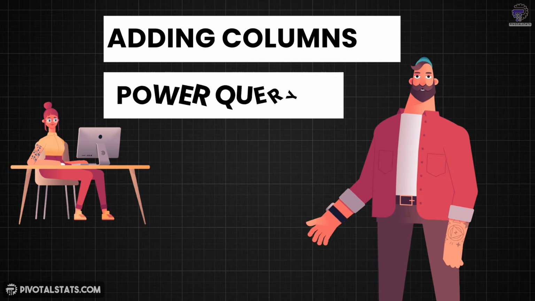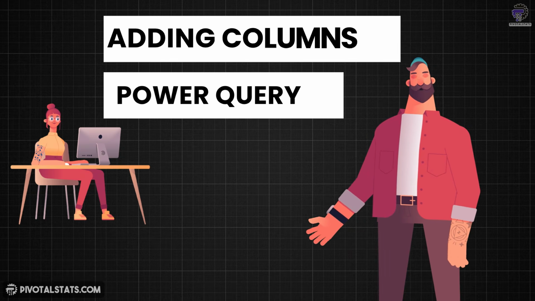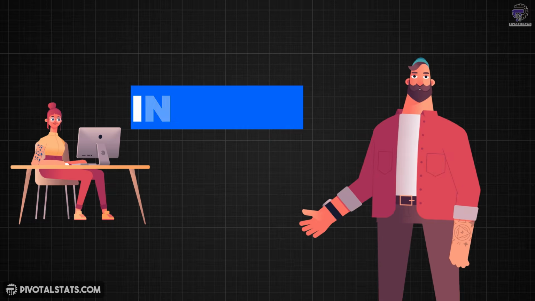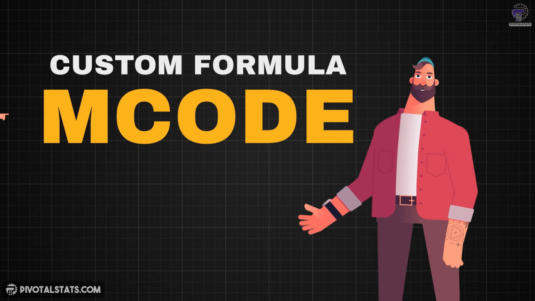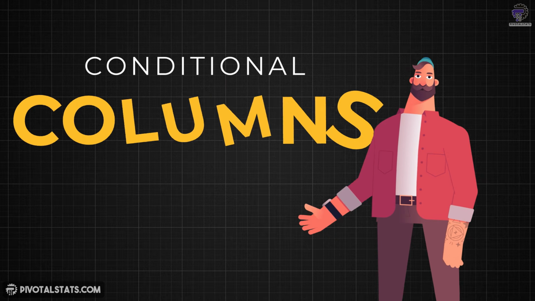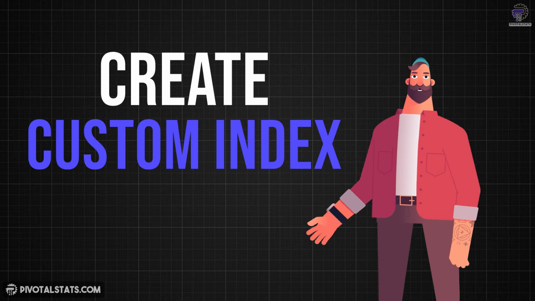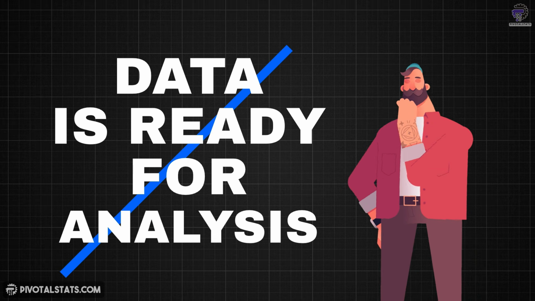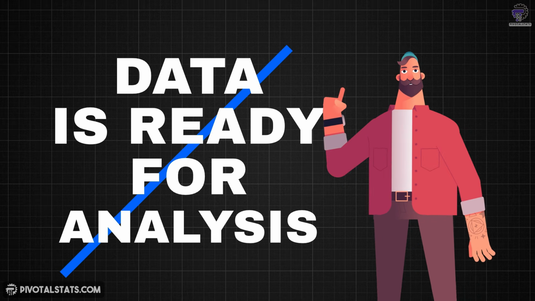In Power Query, creating new columns isn't just about adding data. It's about adding intelligence. In this module, you will learn how to write custom formulas using M code, apply powerful if-then-else logic, build UI-driven conditional columns, and generate index columns to support ranking, joins, and more. This is where your data becomes dynamic, insightful, and ready for analysis.